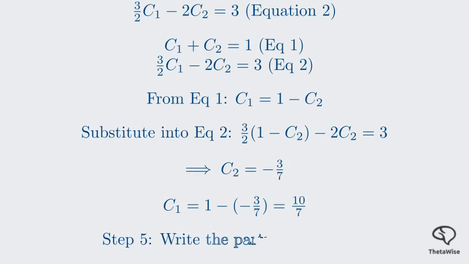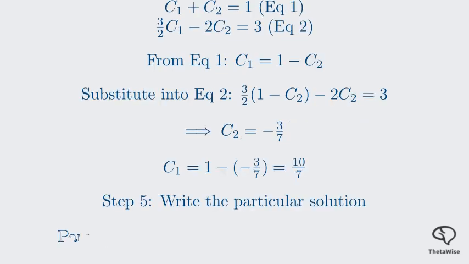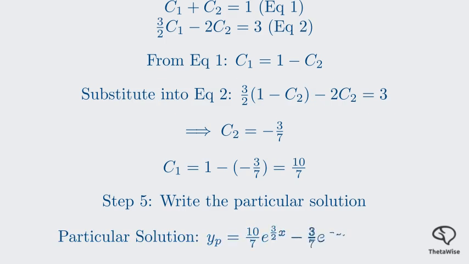Step 5. Write the particular solution. We substitute our calculated values of c1 and c2 back into our general solution y_g. The particular solution is y equals 6/7 e to the power of 3/2 x plus 1/7 e to the power of minus 2x plus x e to the power of 2x. This is the unique solution that satisfies both the differential equation and the initial conditions.